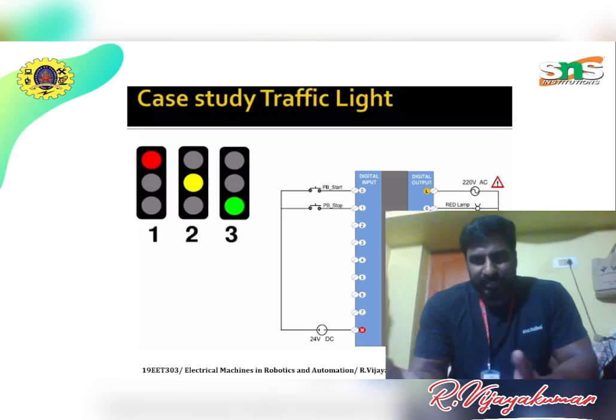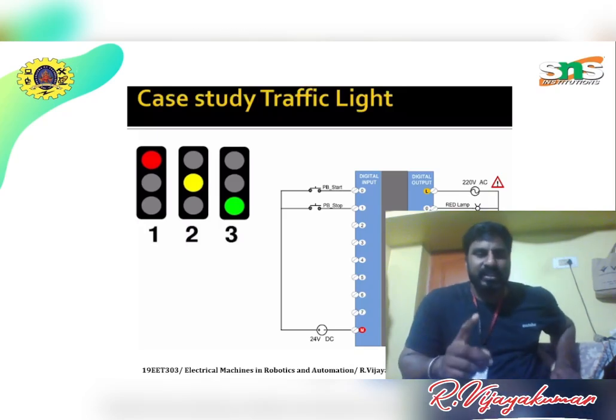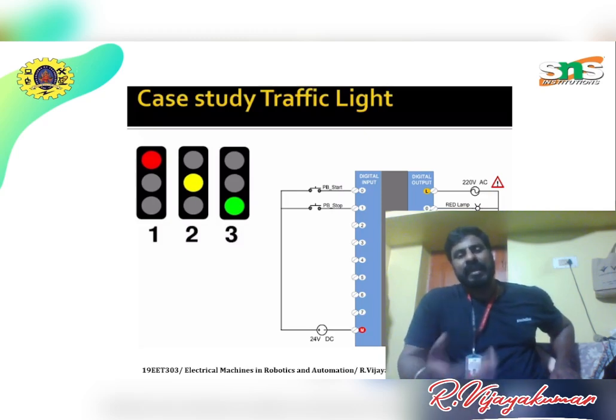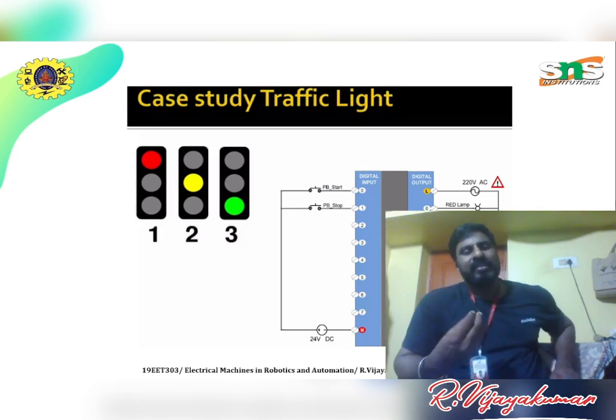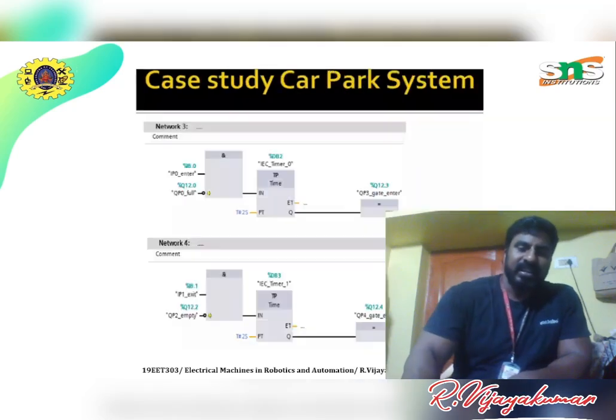For example, a case study: we are making a traffic light. In traffic lights we use start and stop. With this condition the output is connected to a relay and the red lamp, yellow lamp and green lamp. Based on the application we fix the timing and time durations. Based on the time durations, we decide when the red light starts to glow, when the yellow light starts to glow and when the green light starts to glow.